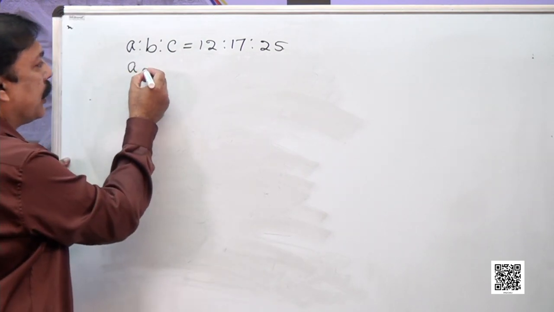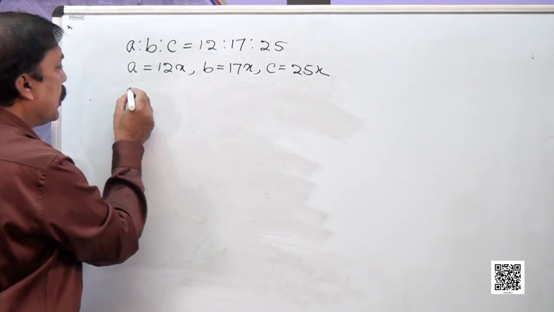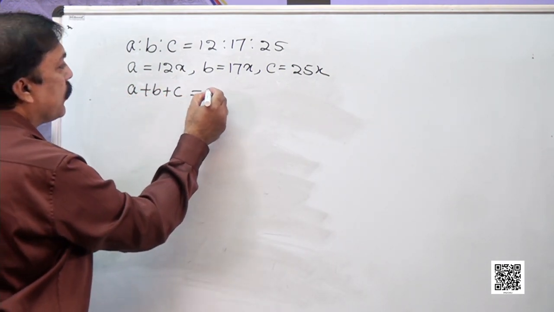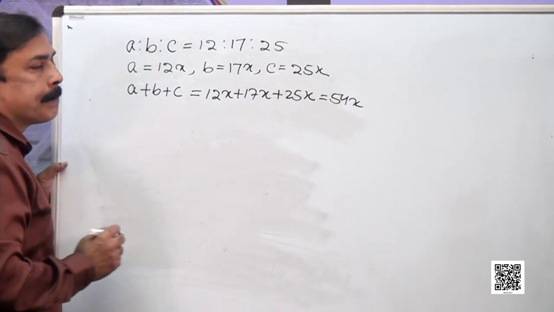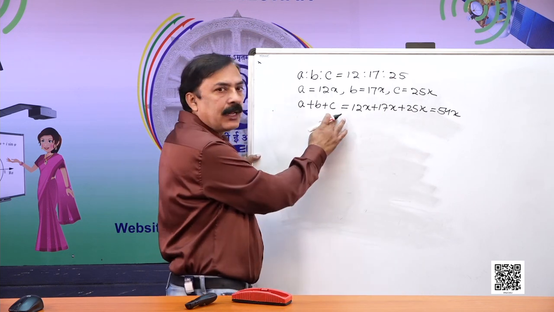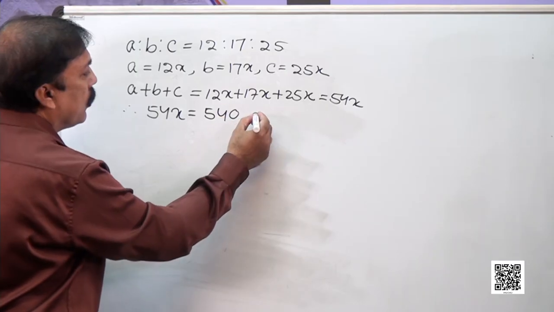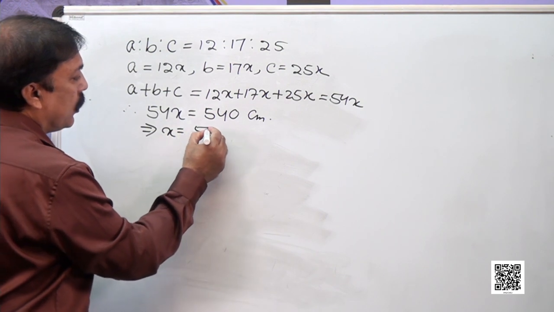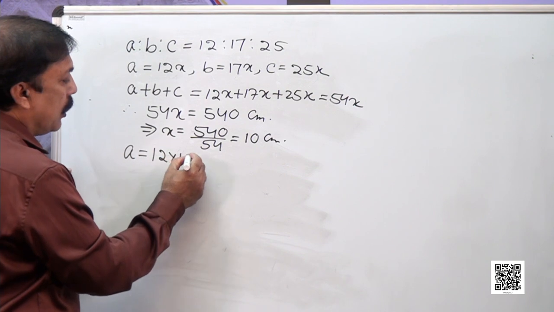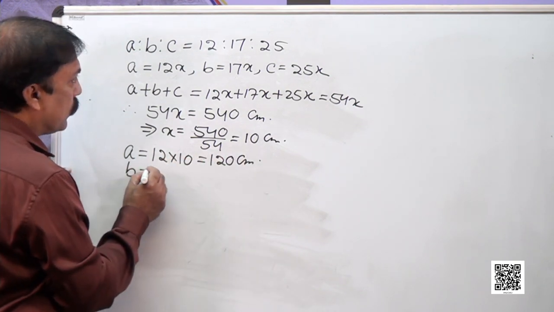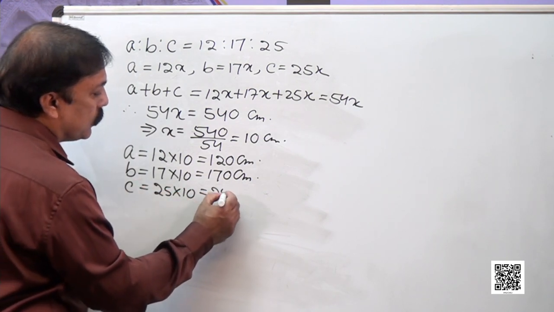25. So we can take A equal to 12x, B equal to 17x and C equal to 25x. Then what is the perimeter, A plus B plus C? This gives 12x plus 17x plus 25x, that is 54x. But given that the perimeter is 540 cm, so 54x equal to 540 cm. This gives x equal to 540 by 54, that is 10 cm. Hence, A is equal to 12 into 10, that is 120 cm. B is equal to 17 into 10, that is 170 centimeter, and C equal to 25 into 10, that is 250 centimeter.